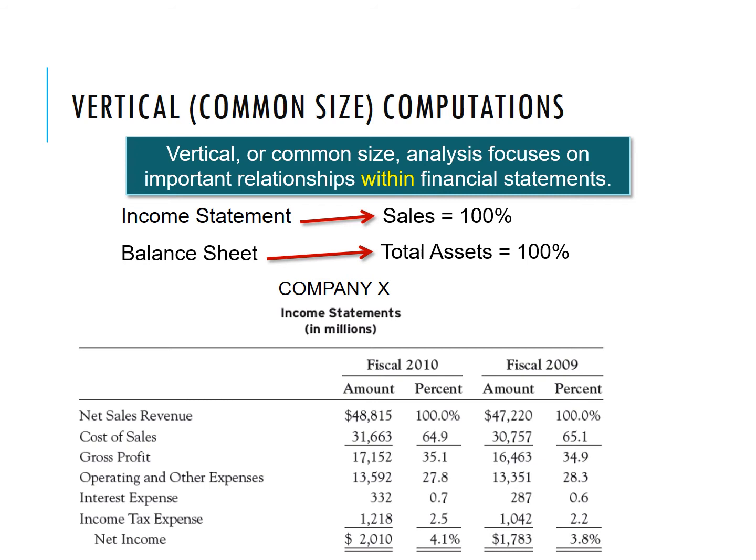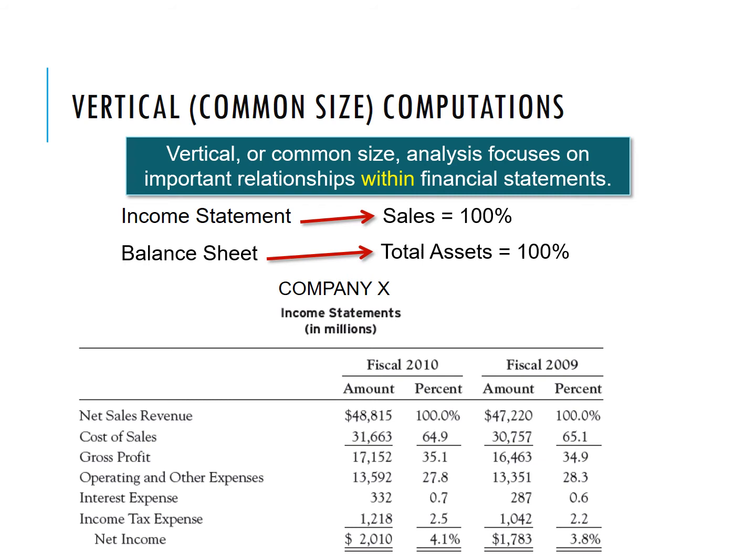We see gross profit went up. We see the operating and other expenses went down. Is that what contributed to it? Was there a decrease in the percentage of cost of sales? You want to look at this and figure out what happened within this financial statement, and better yet, within the organization that caused these changes.